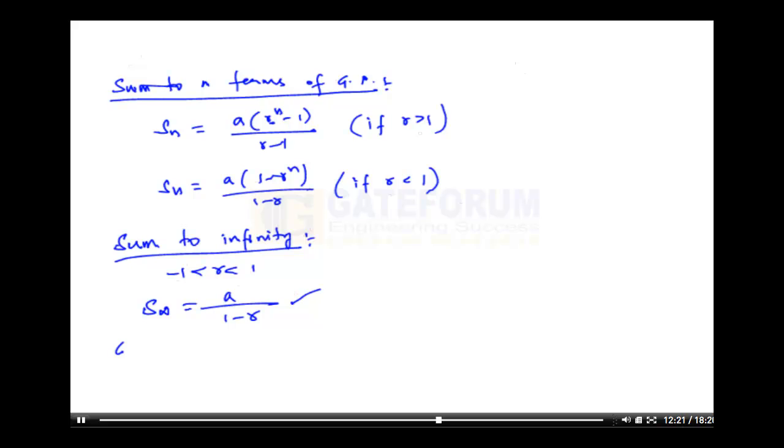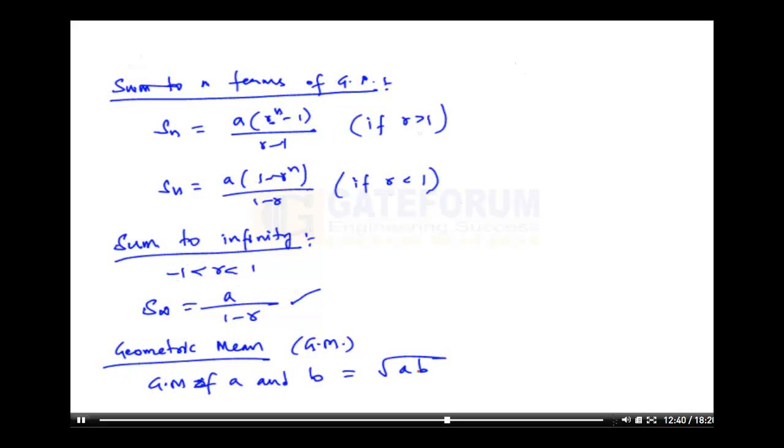Next, geometric mean. In short, we can call it GM. The geometric mean of a and b, two numbers, is given as the square root of ab.